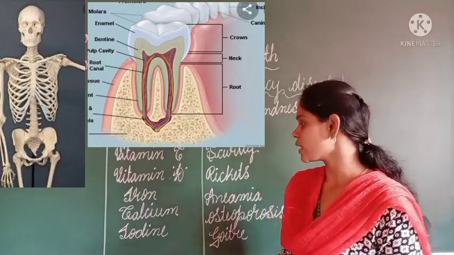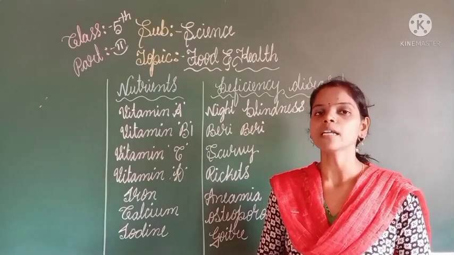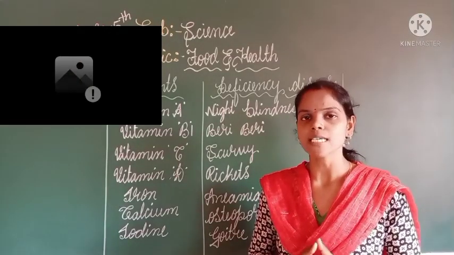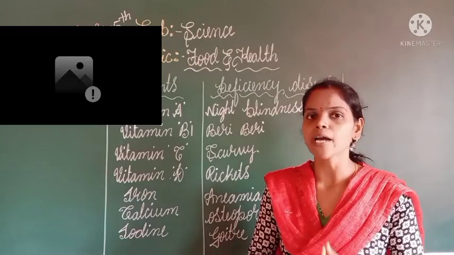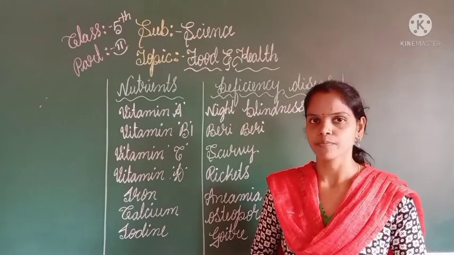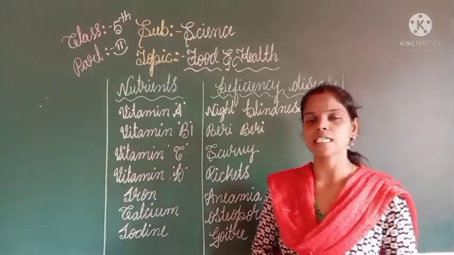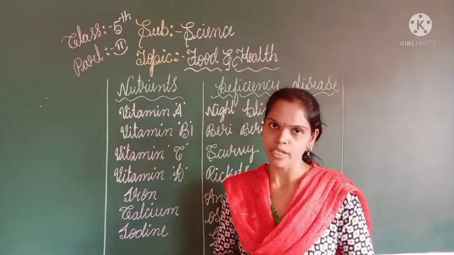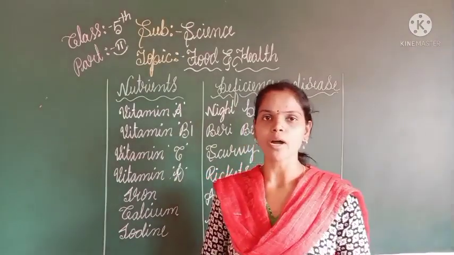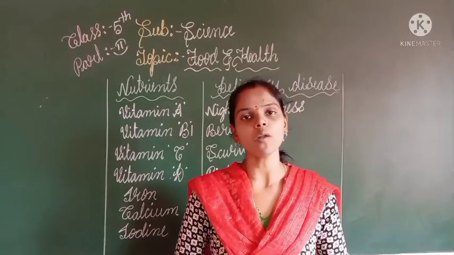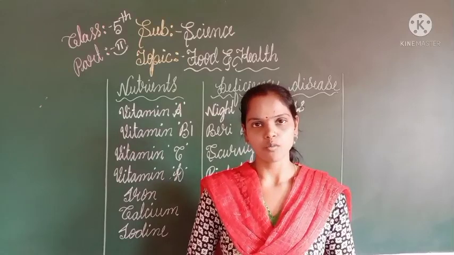Next is iodine. Iodine is also very important. Lack of iodine in the salt causes goiter. So we have to take iodine-containing salt. Dear students, these are the deficiency diseases caused by lack of nutrients. These are the important points of this part 2 video. Now let us see which questions are asked in your textbook.